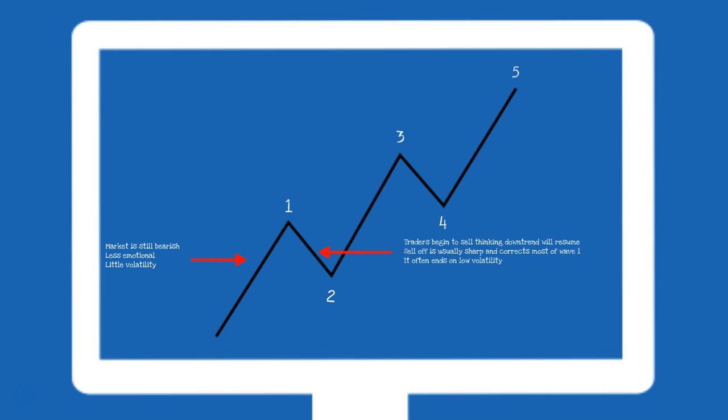Traders will begin to sell, believing Wave 1 was simply a correction and the downtrend will continue. The sell-off is usually sharp and corrects most of Wave 1. Second waves often end on low volatility, indicating no more selling pressure.